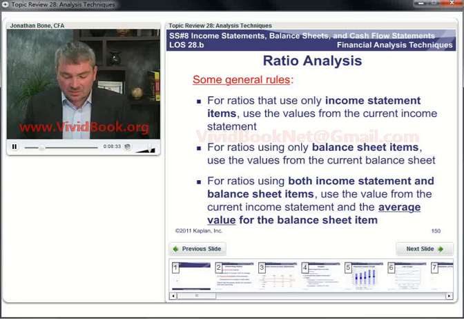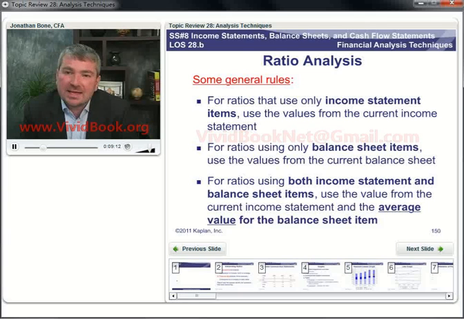So let's have a little look at some rules before we get into the computation of our ratios. If we're looking at ratios that are pure income statement ratios, then we just use values from the current income statement. If we look at a ratio that is a pure balance sheet ratio, meaning the numerator and denominator of our ratio both come from the balance sheet, then we can use values from the current balance sheet. However, if we have mixed ratios, which means maybe the numerator is from the income statement and the denominator is from the balance sheet, or vice versa, then we should use average values for the balance sheet items if we can, if we've got enough information to compute them.